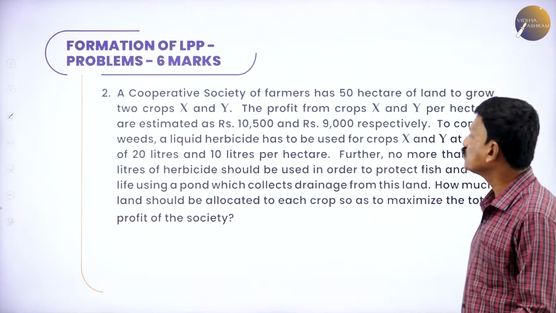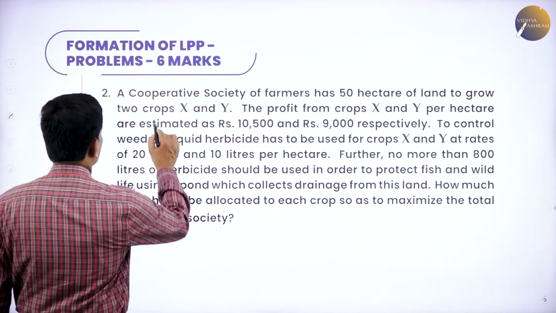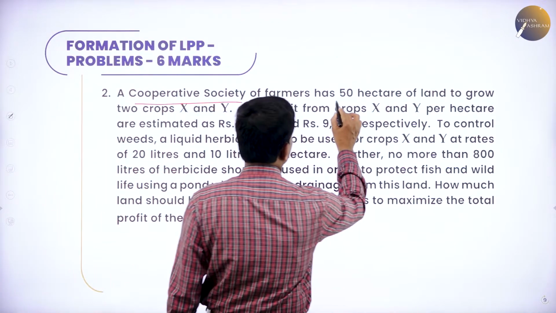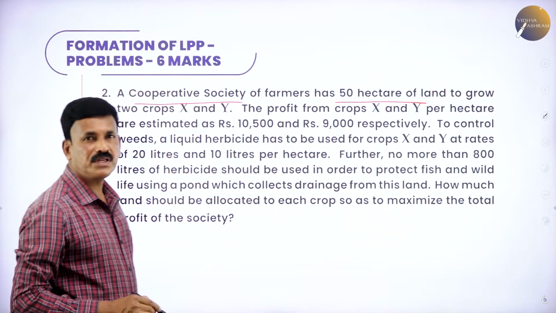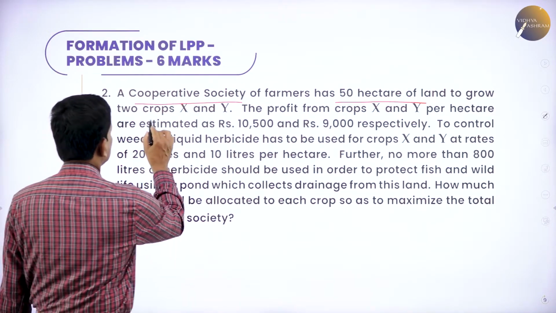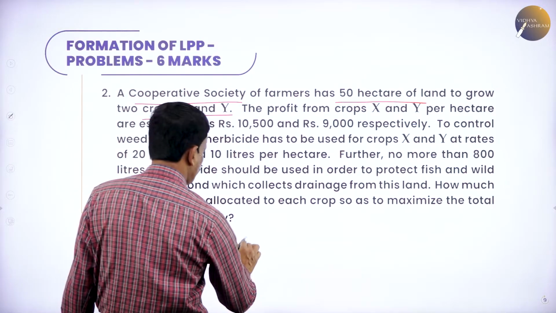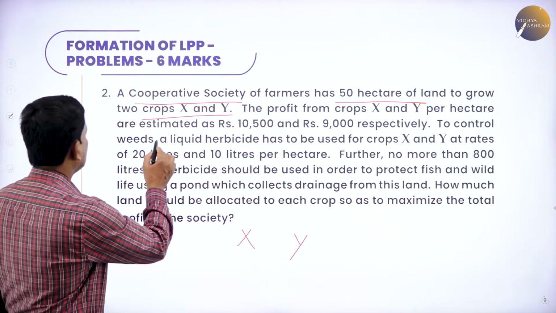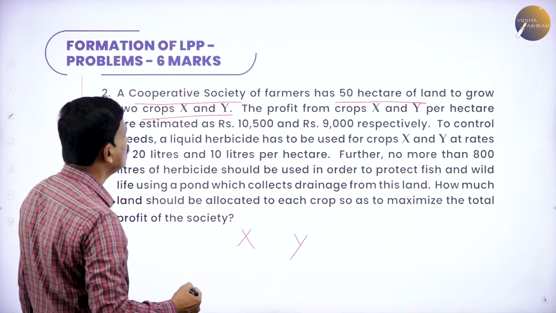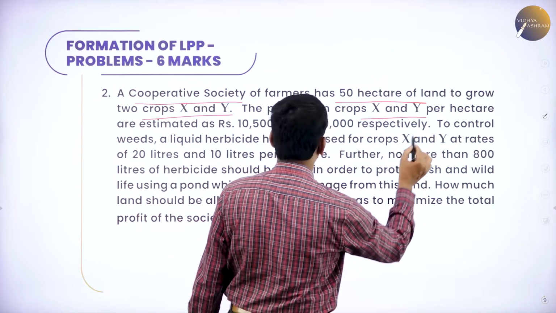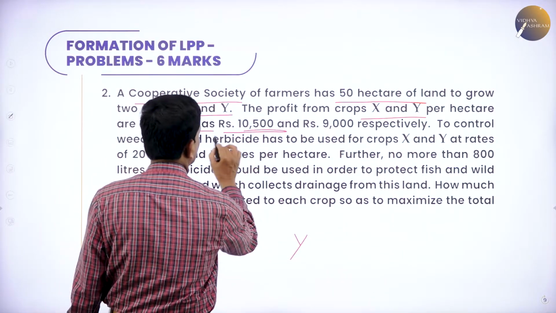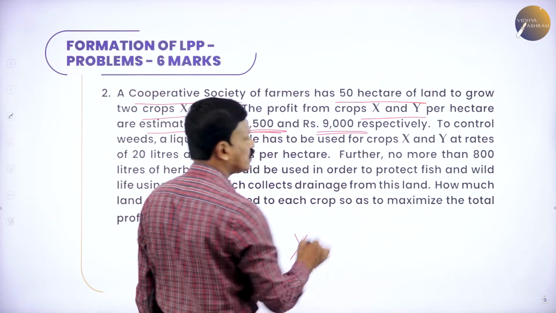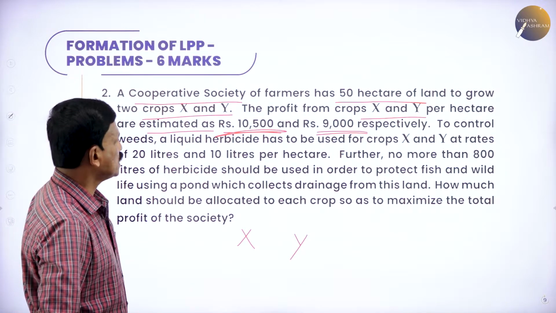What is the next problem? The second problem. A cooperative society of farmers has 50 acres of land to grow two types of crops, X and Y. The profit of X and Y per hectare is estimated to be rupees 10,500 for crop X and rupees 9,000 for crop Y respectively.